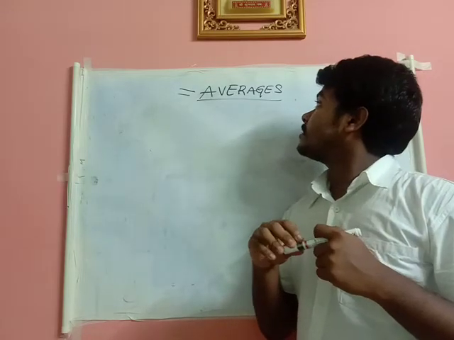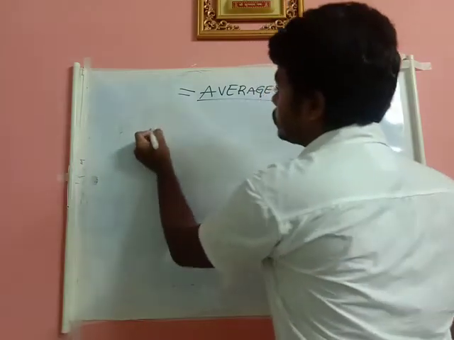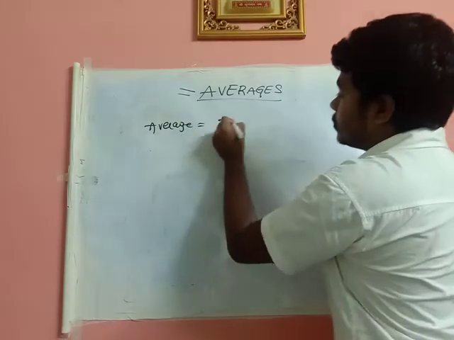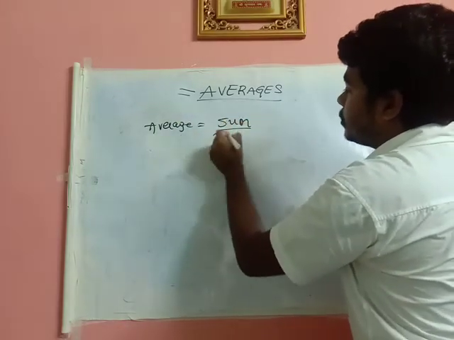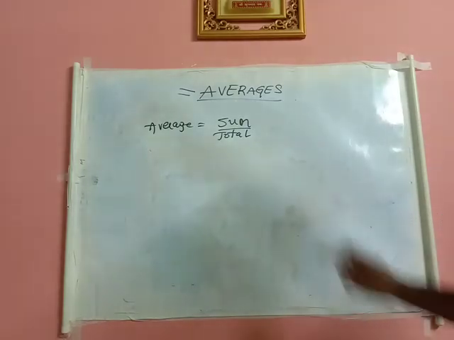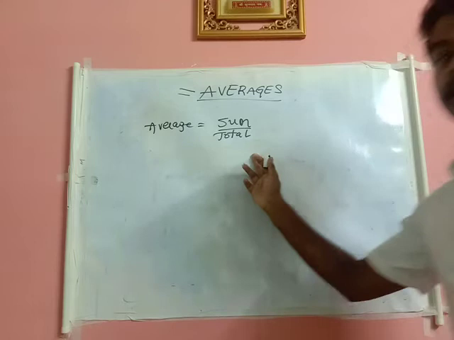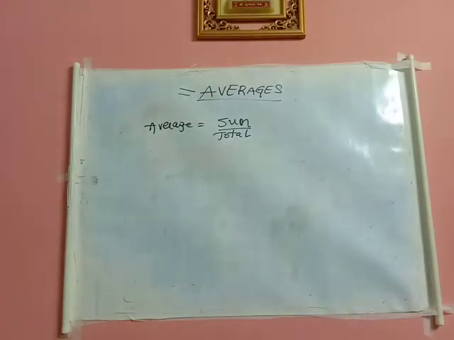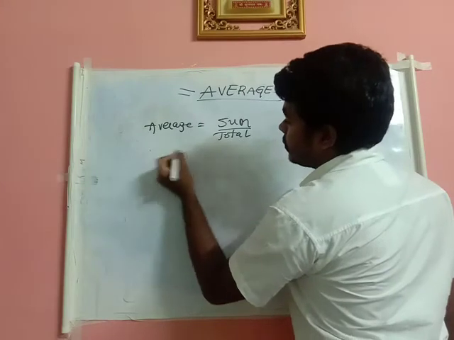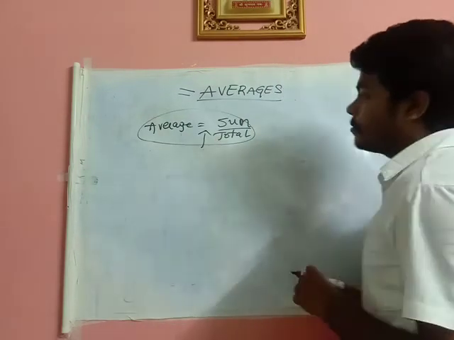So what is the basic definition of averages? You will be telling me what an average is. Average is equal to sum by total. Average is equal to the sum of terms by the total number of terms. This is the formula of average.